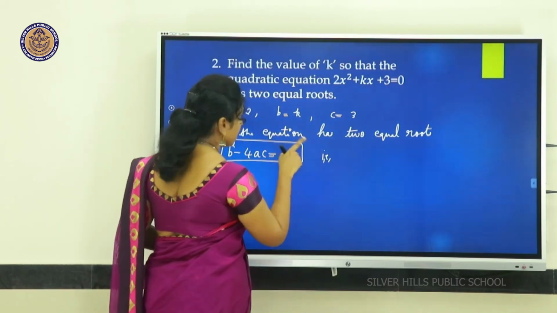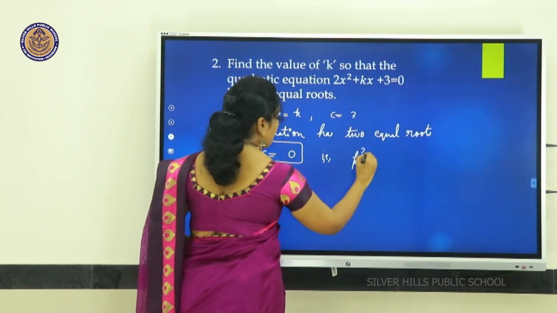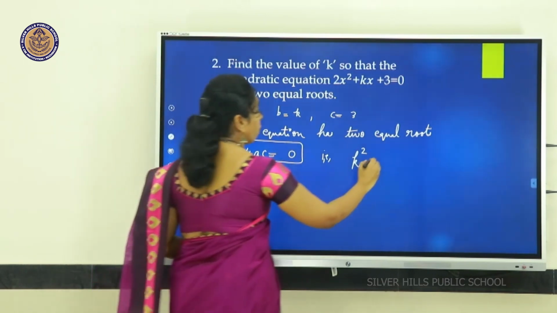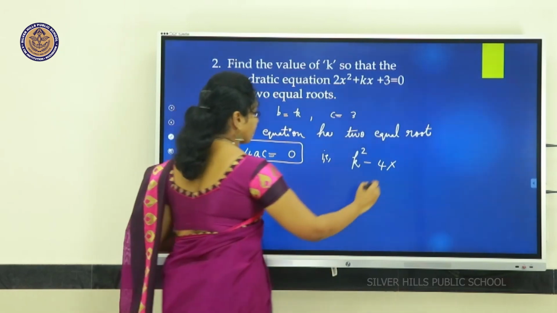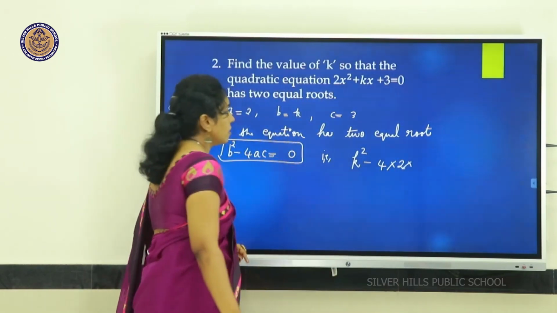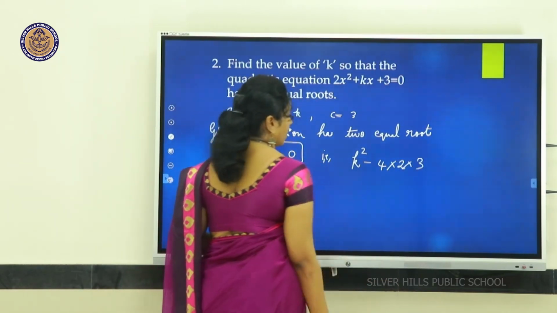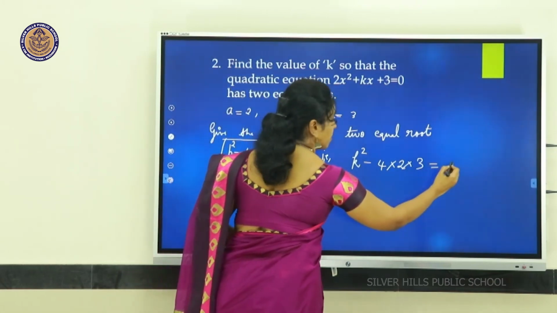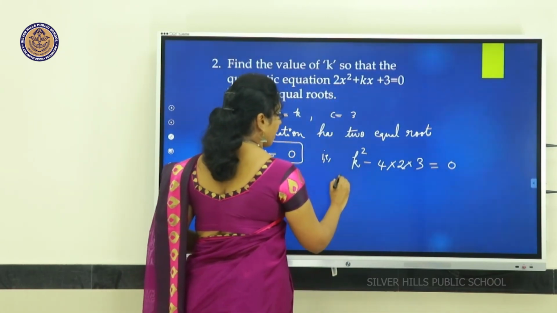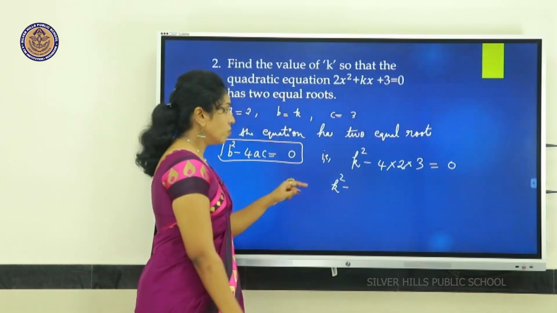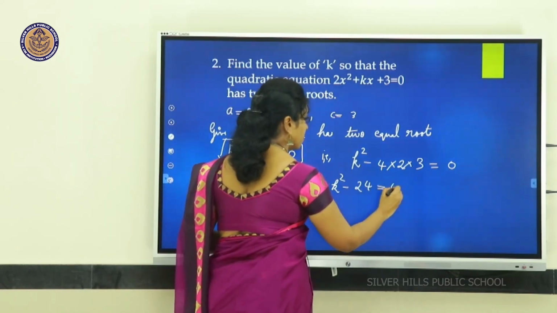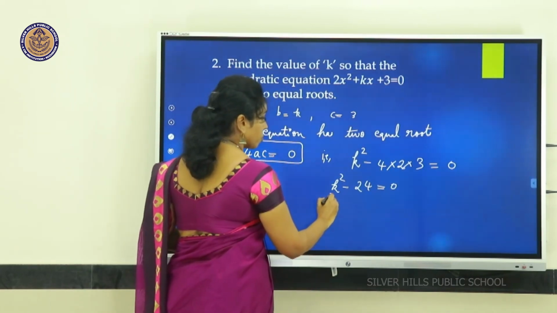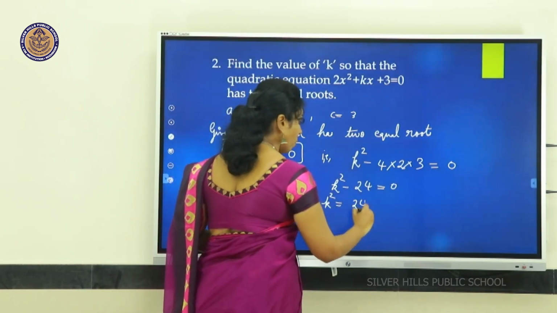B square is k square minus 4 into A. A is 2. C. C is 3. That is given as 0. So, k square minus 2 4s are 8, 3 is 24. K square minus 24 is equal to 0. So, I get k square is equal to 24.